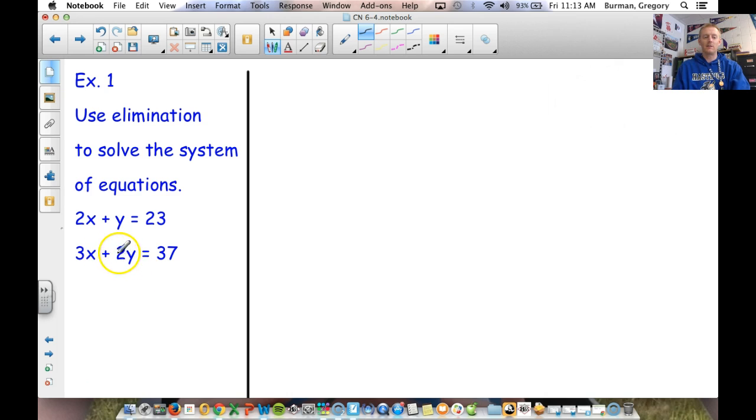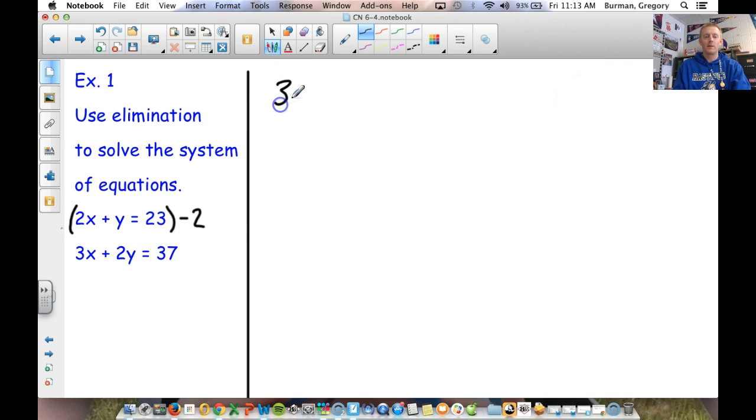I can see that right now a 2 and a 3, those numbers aren't very nice together, but a 1y and a 2y are pretty nice because I can multiply this entire equation by a negative 2 so that this becomes a negative 2y, and then I can add them together to get the y's to eliminate. So that's what I'm looking for in this process. I'm going to rewrite this over here.